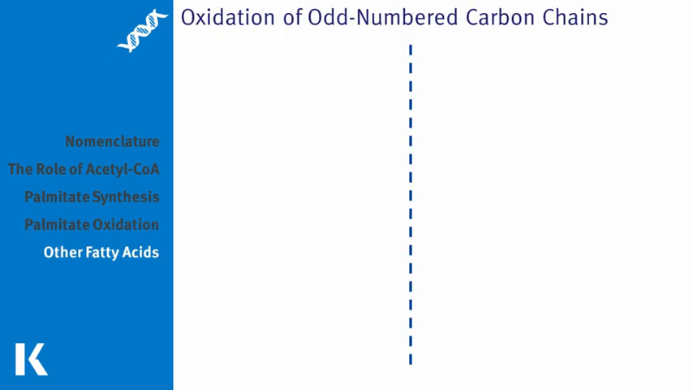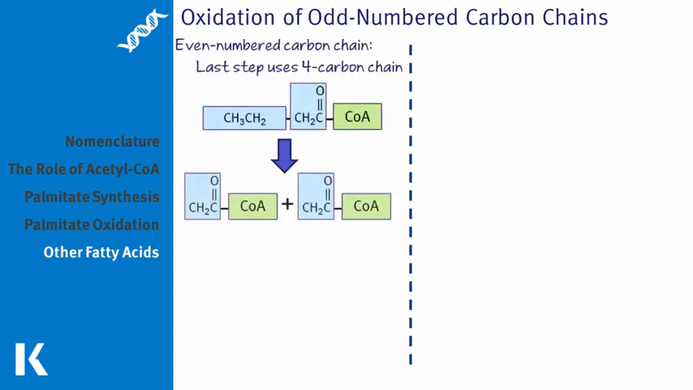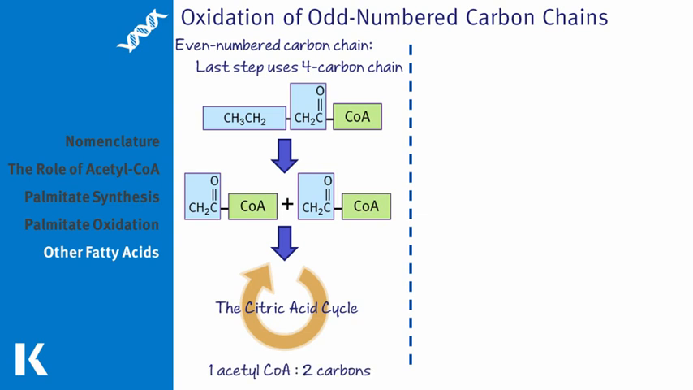Before we examine the last step in the oxidation of odd-numbered fatty acids, let's finish the process with even-numbered fatty acid chains first, since these are the most commonly oxidized fatty acids. On the last step, even-numbered chains will oxidize to 2 molecules of acetyl-CoA. These molecules are then used within the citric acid cycle. Remember that 1 molecule of acetyl-CoA takes 2 carbon atoms from the fatty acid chain.